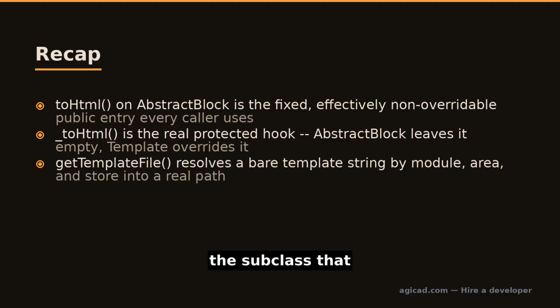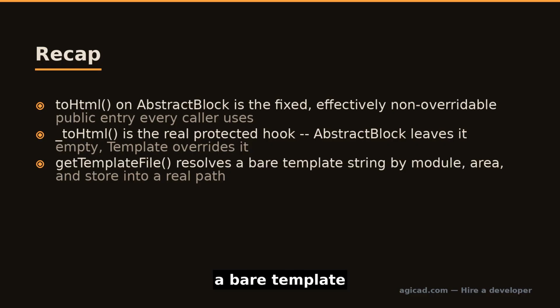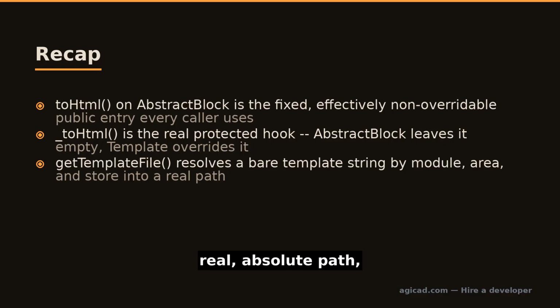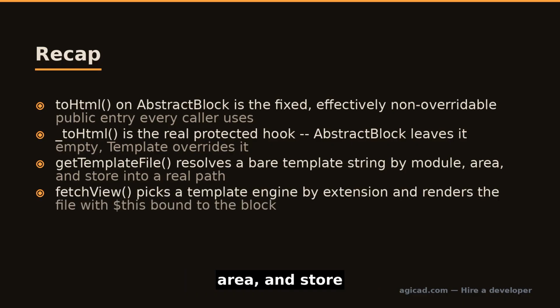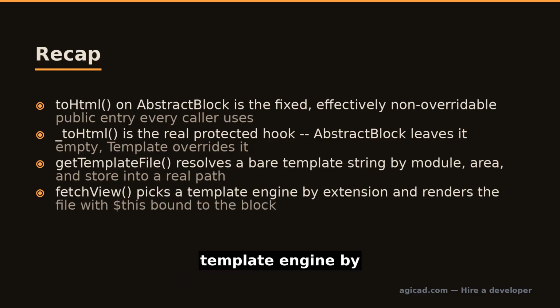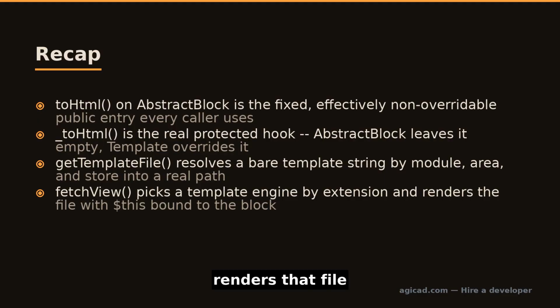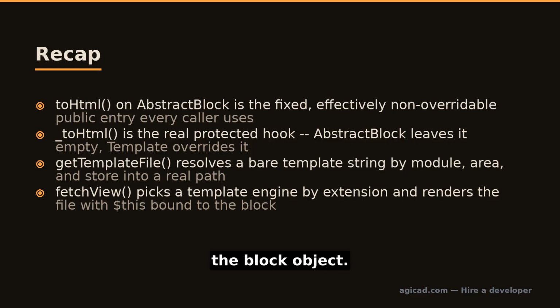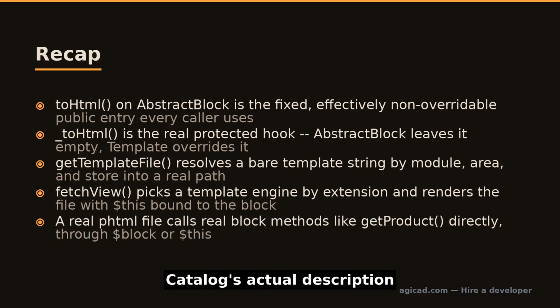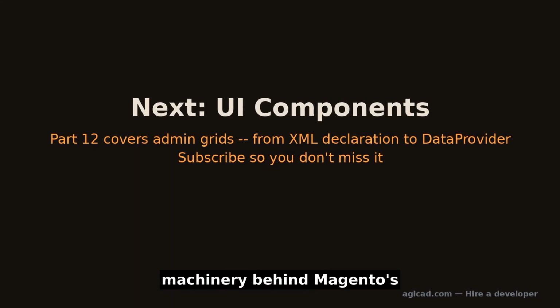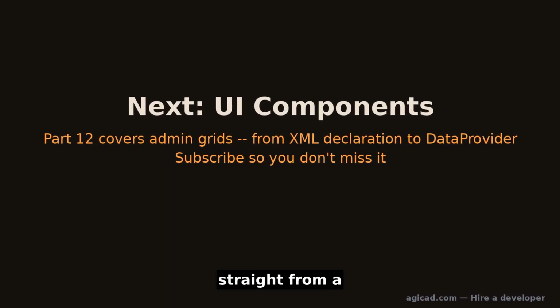getTemplateFile resolves a bare template string into a real, absolute path, accounting for module, area, and store along the way. fetchView picks a template engine by file extension and renders that file with $this bound directly to the block object. And a real phtml file, like catalog's actual description template, calls real block methods such as getProduct directly, through either $block or $this, both pointing at the exact same object. That's the real machinery behind Magento's blocks and templates, straight from a git checkout of the pinned 2.4.9 source, every file and line verified against that exact commit.